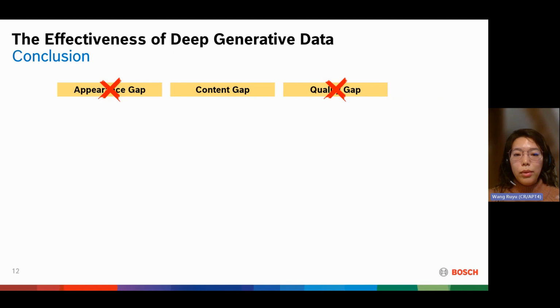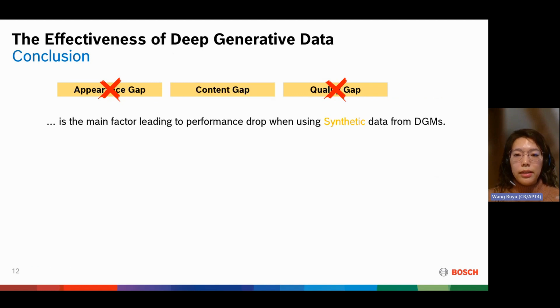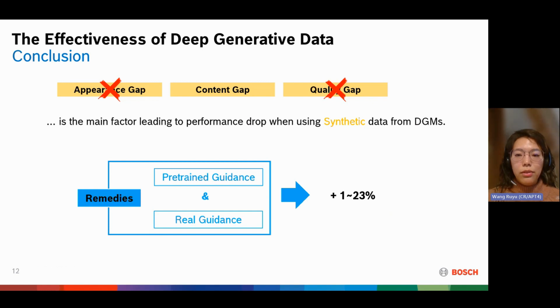In conclusion, we believe that the content gap is the main factor causing the performance drop for the synthetic data from deep generative models. However, this does not mean using synthetic data is a no-go. In this paper, we propose a regularization method to mitigate the performance drop caused by the content gap and achieve up to 23% improvement on multiple datasets.